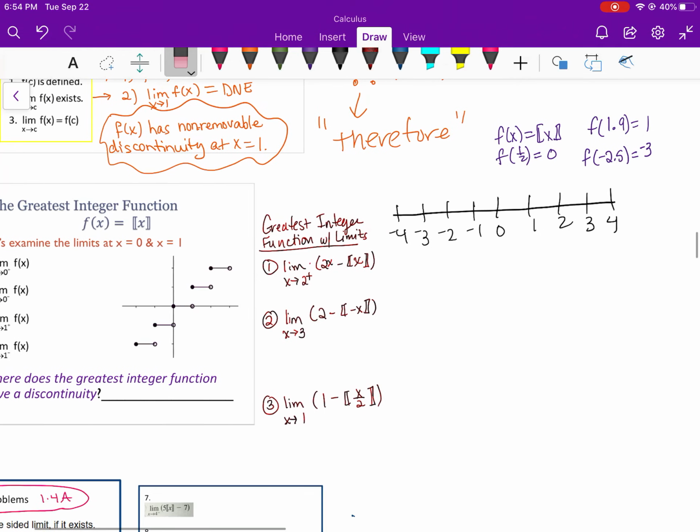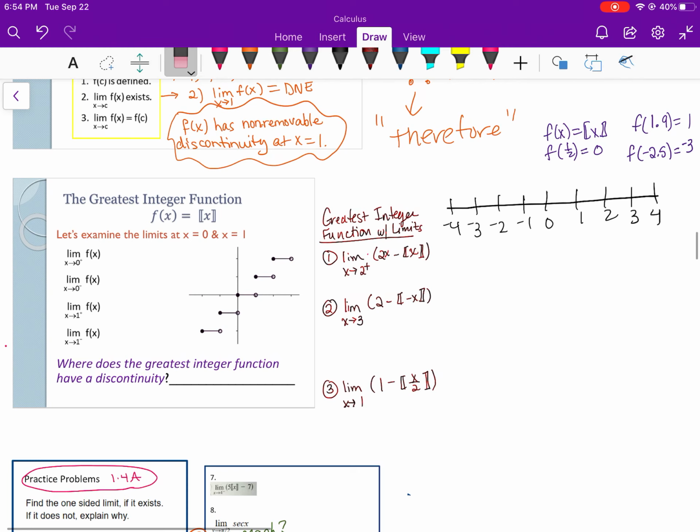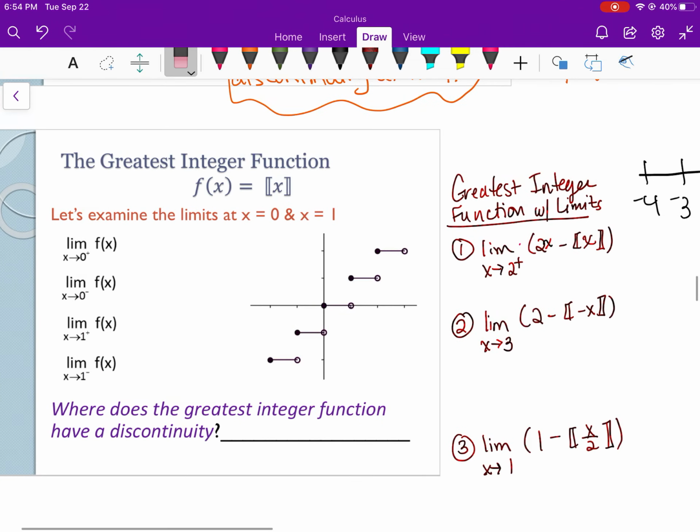So we actually spent some time in pre-calc graphing this. To read the limit value, I would approach 0 from the right. So coming from the right side of 0, I am here, and so that would just be 0. From the left side of 0, I would be on this step, and I would be at negative 1. From the right side of 1, I would be here. And from the left side of 1, I'm actually going to be back here, and that y value would be 0. Okay, so we have discontinuity at every integer.